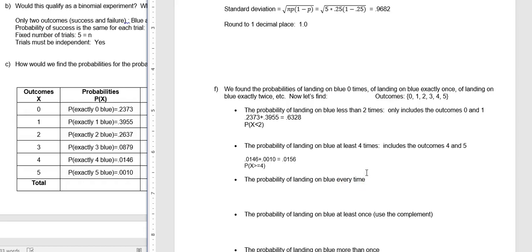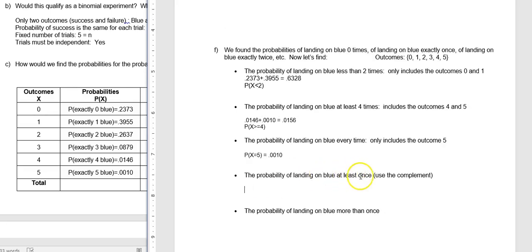How about the probability of landing on blue every time? Out of the 5 trials, if we land on blue every time, that means the only one of these outcomes we're looking at is just the 5. We already have the probability for getting exactly 5 blues, and that is that last one in the table. So the probability of x equals 5 is 0.0010.